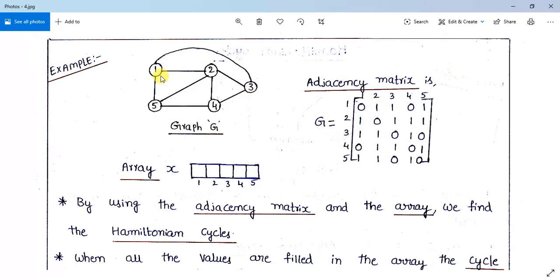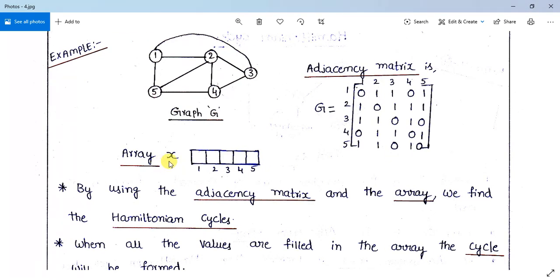If the edge is not present, suppose you consider vertex 1 to vertex 4 or vertex 4 to vertex 1, the edge is not present, so you need to write 0. 1 to 4 is 0, 4 to 1 is 0. 2 to 1, the edge is present, so here I note down 1. Like that I fill all the zeros and ones in this matrix. And I am going to consider an array of size 5, since I have 5 vertices in the graph.